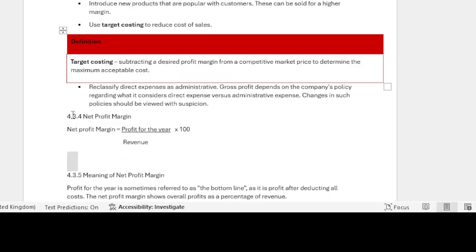Then we have net profit margin. We can also use this, and here we use the profit for the year. We divide by the revenue times 100. Note that there is a difference between the gross profit margin and the net profit margin. Under the gross profit margin, we use the gross profit. Under the net profit margin, we use the actual profit or the net profit for the financial year. So don't confuse the two.